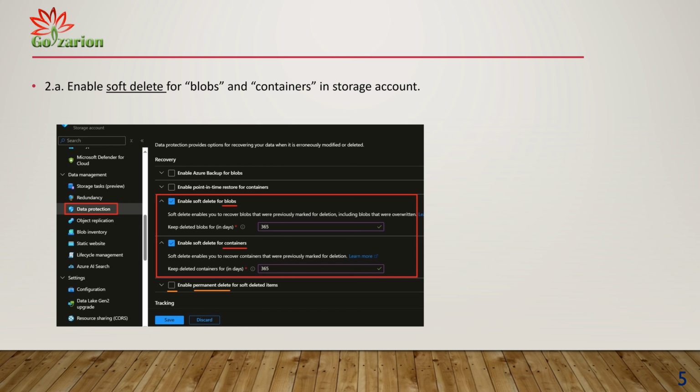To answer one common question, enabling soft delete has no additional cost. However, you still will need to pay for active and inactive data in a storage account. It includes the deleted ones until the soft delete period expires for them.